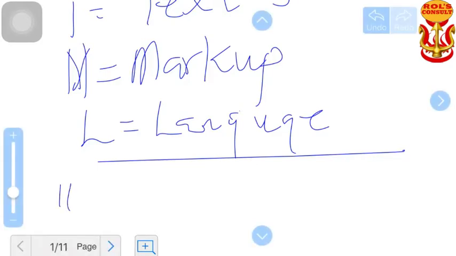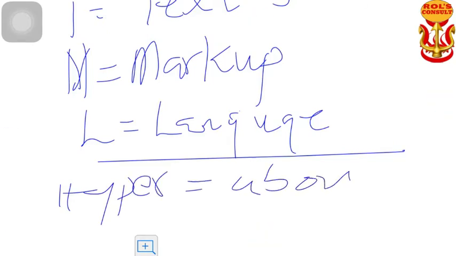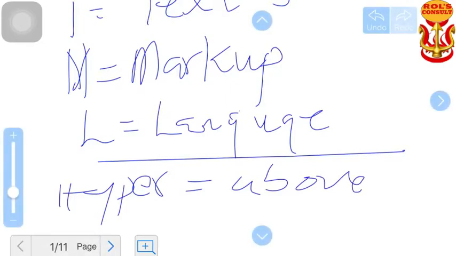Hyper, in its layman's term, means what? Above. Then we have text. So if we combine hypertext, we can say it is what? Above text. So what is text? Text is anything that you take your pen and paper and you write. It can be letters, numbers, whatsoever. You get it? So hypertext is something above these ones that you normally write.